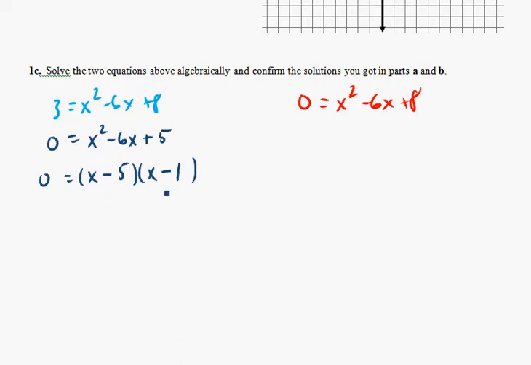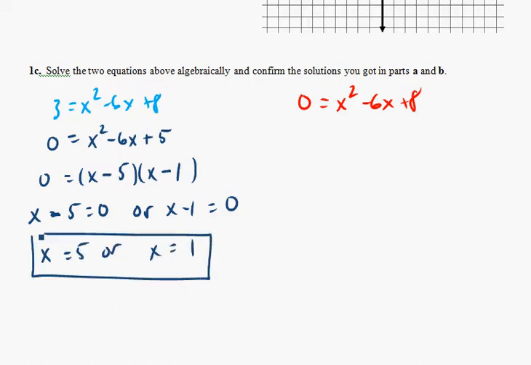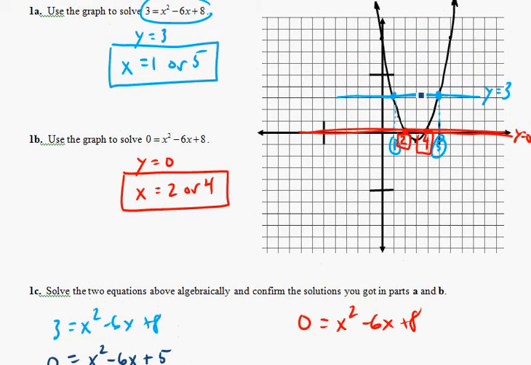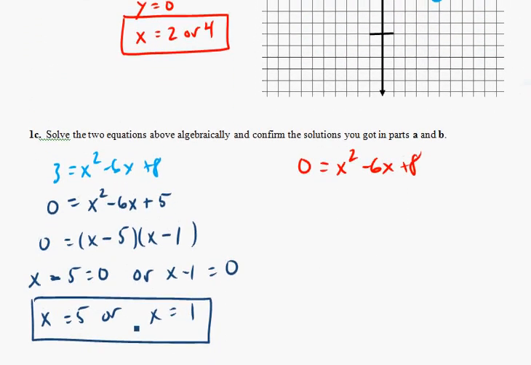Now we can use the zero product property. If x minus 5 times x minus 1 equals 0, that means x minus 5 has to equal 0, or x minus 1 has to equal 0, which means that x has to be 5, or x has to be 1. Let's just scroll up and confirm that that's what we got in the first problem. Notice we got x is 1 or 5. So, our algebraic solution confirms that.